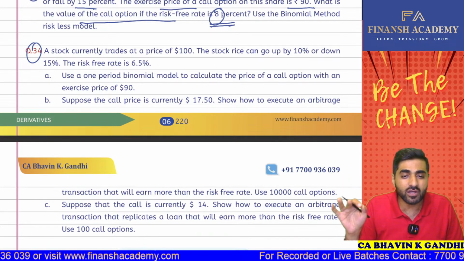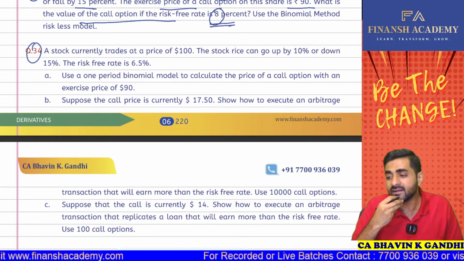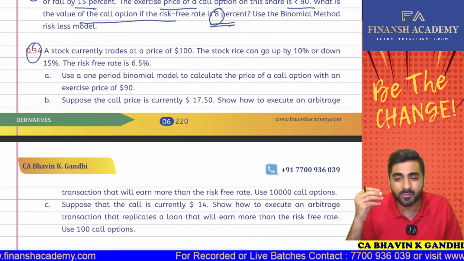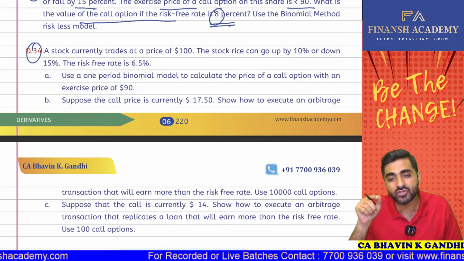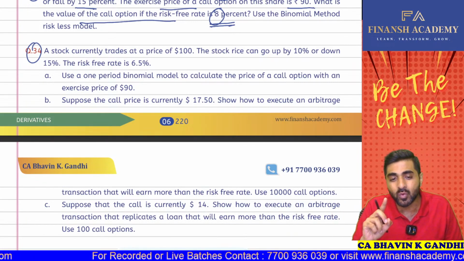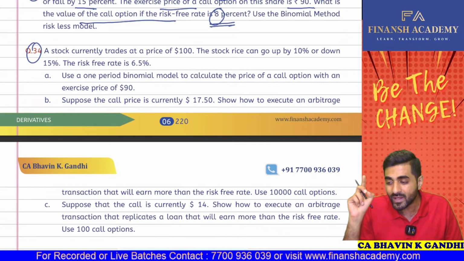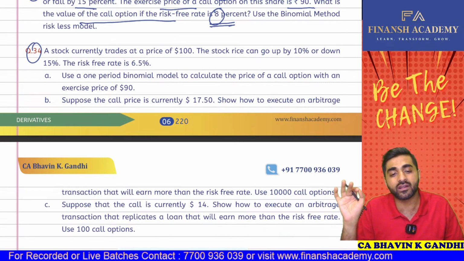Okay, so a stock currently trades at a price of $100. Okay, and the stock price can go up by 10% and can come down by 15%. The risk-free rate is 6.5%. Use a one period binomial model to calculate the price of a call option with an exercise price of $90.